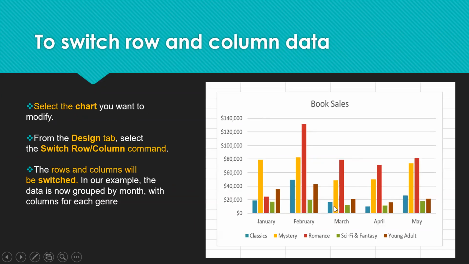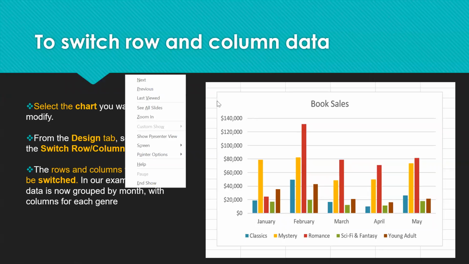You can change it in a different way. So what you have to do is select the chart you want to modify. From the design tab, select the switch row and column command. The rows and columns will be switched. For example, the data is now grouped by month with the columns of each gender.